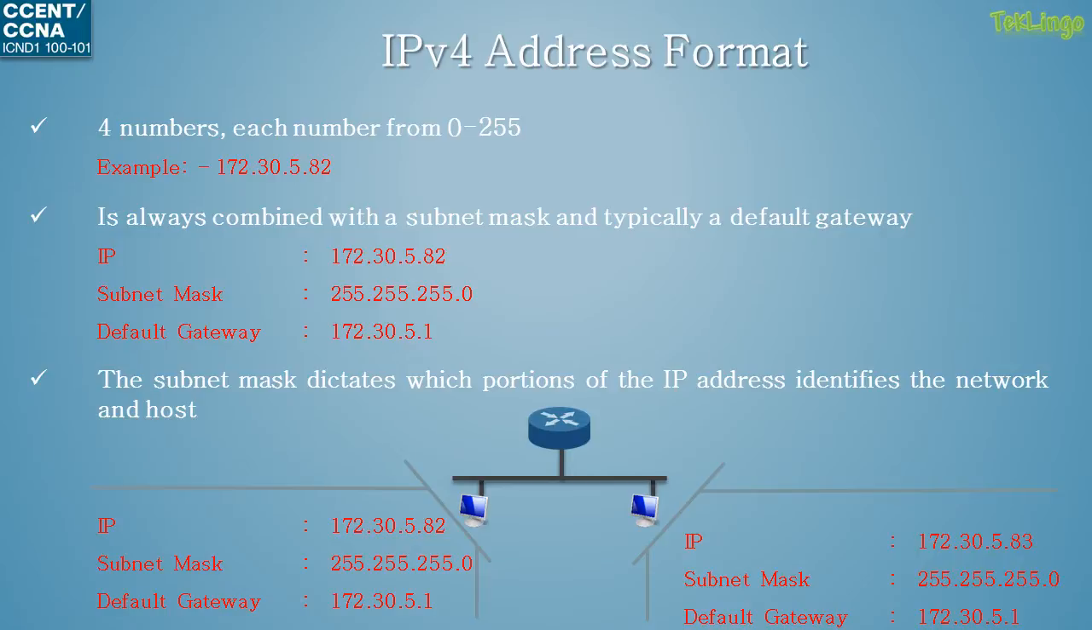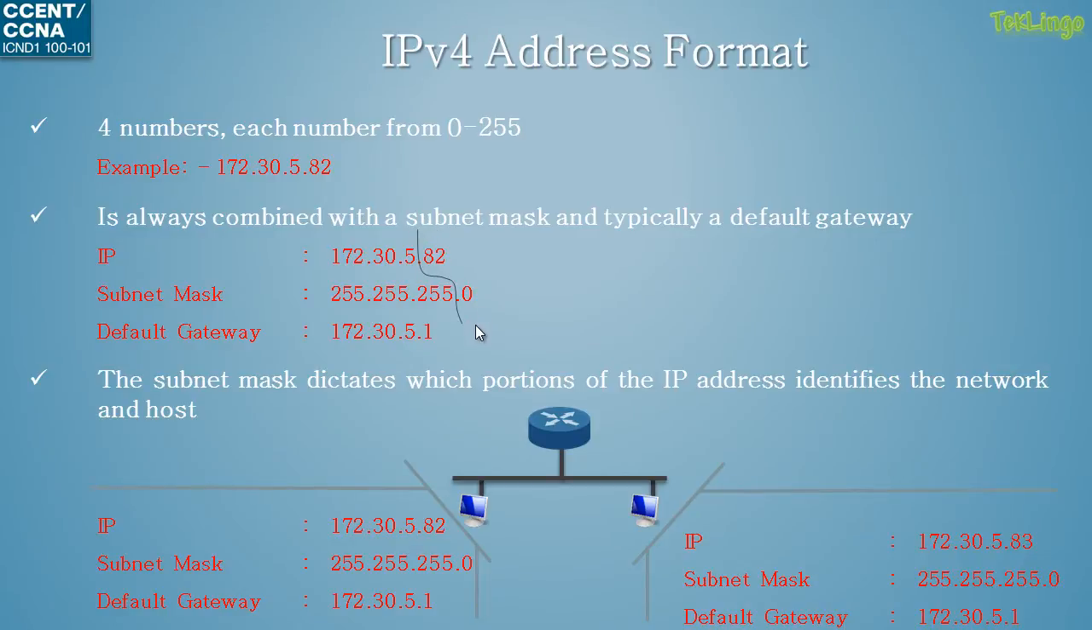Now, when you're talking about an IP address, it is always combined with the subnet mask and typically combined with the default gateway. So you can see here I have an IP address, 172.30.5.82, and I have a subnet mask 255.255.255.0 and a default gateway which is 172.30.5.1. The subnet mask dictates what portion of the IP address represents the network and the host.